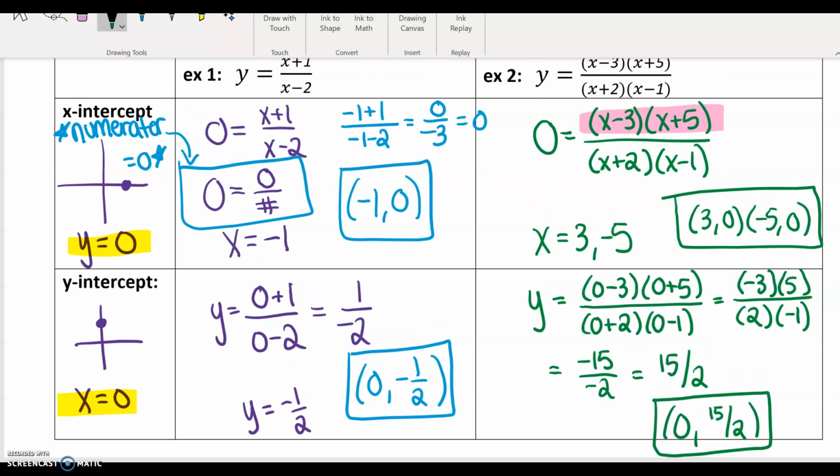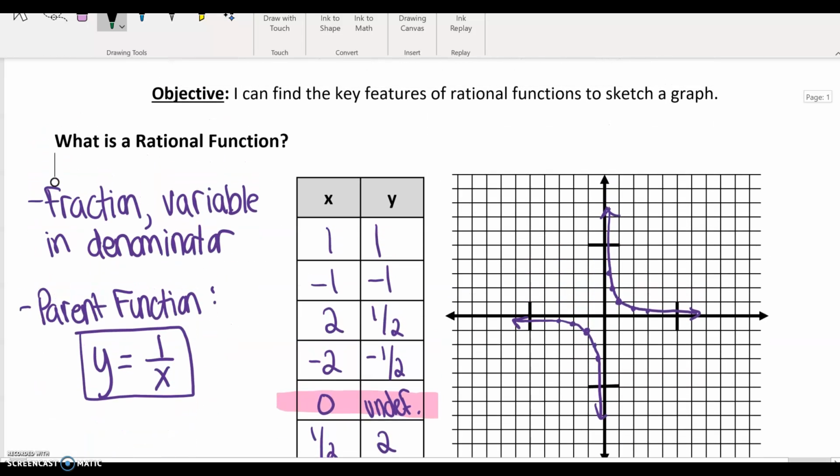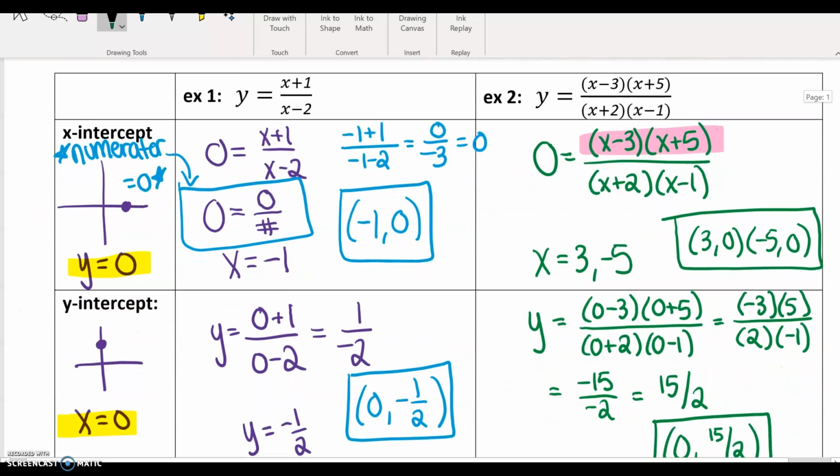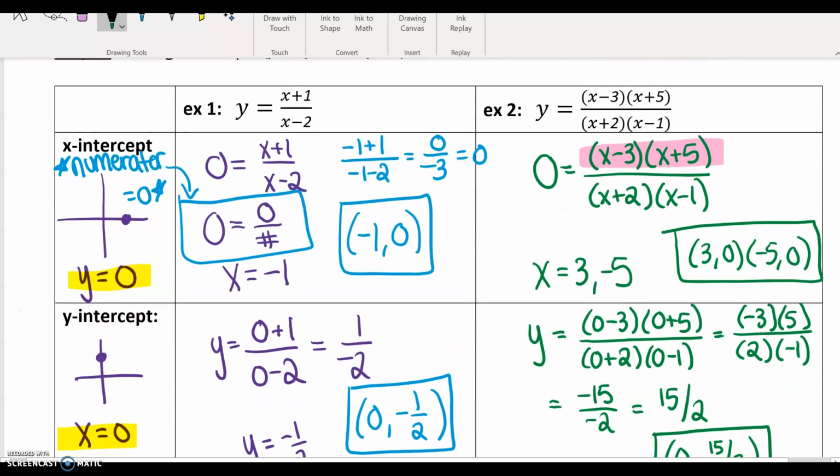So this just gave us a review of how to find x and y-intercepts for a graph, but also introduced us to what a rational function is and then how to apply those skills we already know to this new function. Okay, stay tuned for part 2. That'll help you sketch a little bit more about these functions.